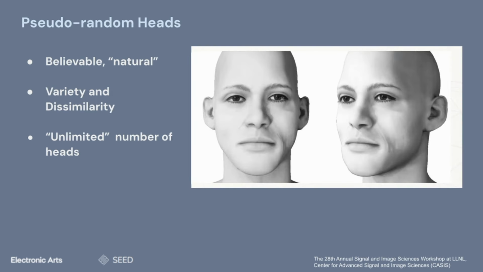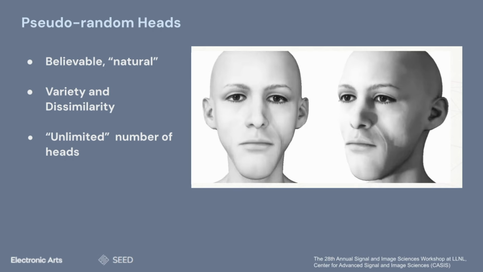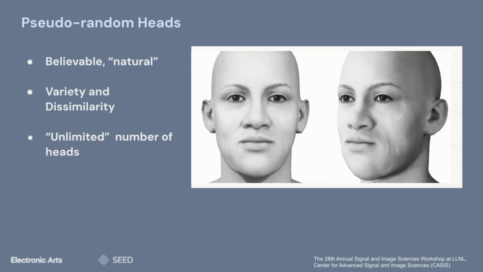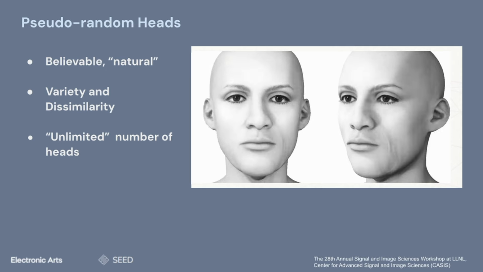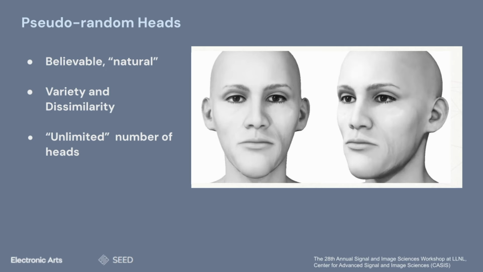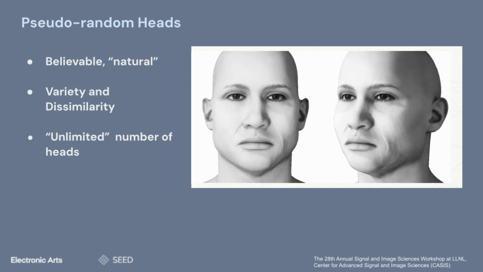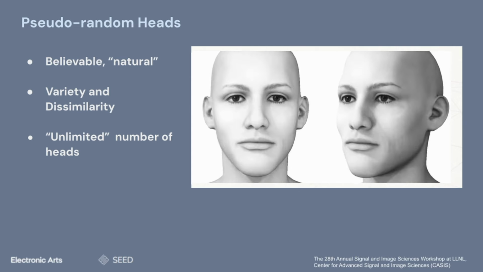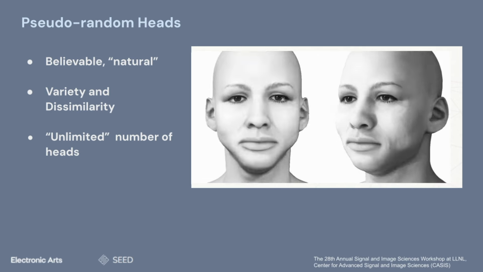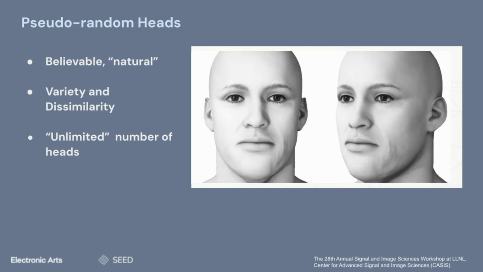This short video shows natural or common head shapes. We can control their variety and achieve pretty good dissimilarity between different heads. And we can generate quite a few of them. As you can see, the features of these head shapes are correlated. Nothing falls out or sticks out as an outlier. That's what we mean by believable or natural.